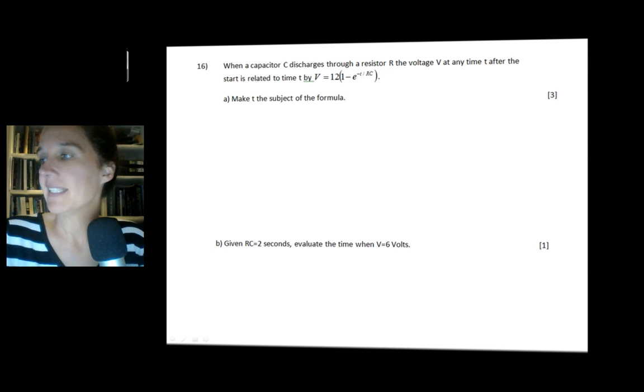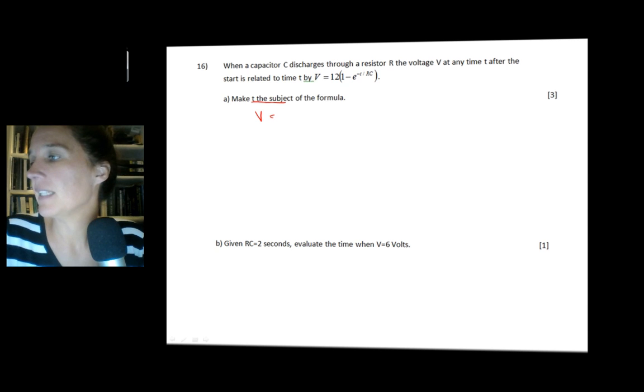When a capacitor C discharges through a resistor R, the voltage V at any time t after the start is related to time t by this equation. V is equal to 12 multiplied by 1 minus e to the power of negative t divided by RC. The first part of this question, we want to make t the subject of this formula.